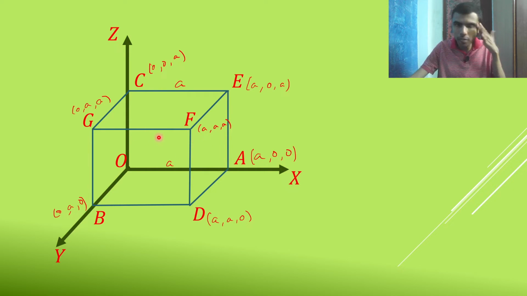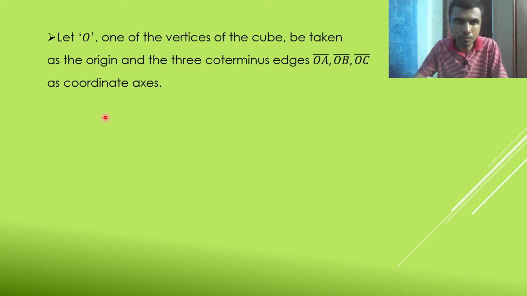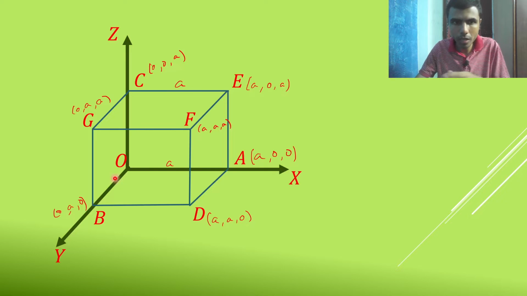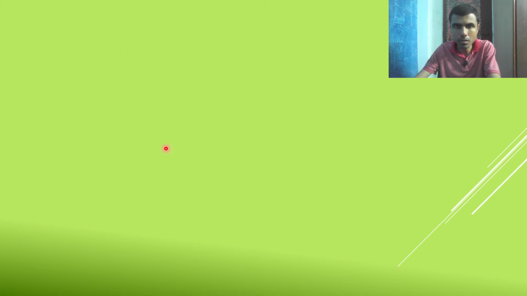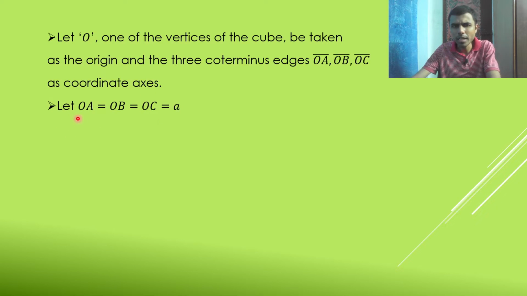Fine. Now whatever I told you, the theory is there in the next slide. Let O be one of the vertices of the cube, taken as origin, and the three co-terminus edges OA, OB, OC as coordinate axes. Now let OA equal OB equal OC equal A; like I told, one of the edges of the cube, let its length be A.